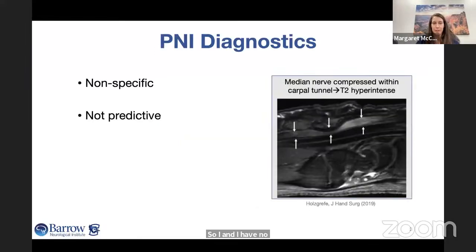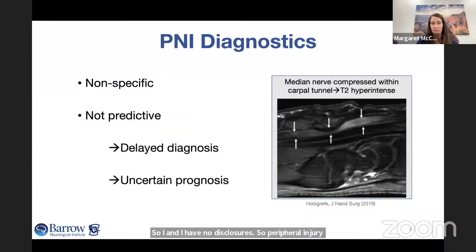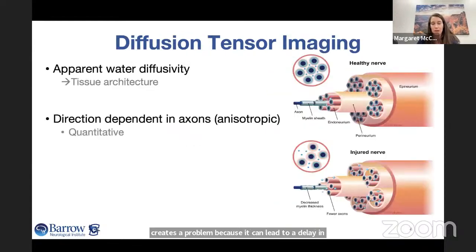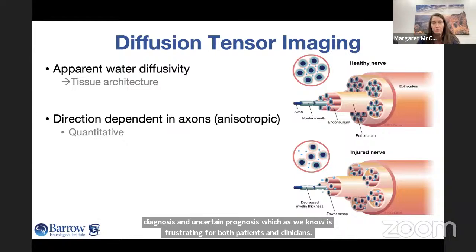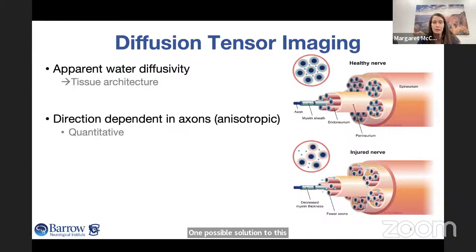So peripheral nerve injury diagnostics are nonspecific and not predictive, and this creates a problem because it can lead to a delay in diagnosis and an uncertain prognosis, which, as we know, is frustrating for both patients and clinicians. A possible solution to this diagnostic dilemma that we've been looking at in our lab is diffusion tensor imaging, or DTI. It's a kind of MRI that uses the apparent diffusivity of water to probe underlying tissue architecture, and it's direction dependent, and axons are what we call anisotropic.